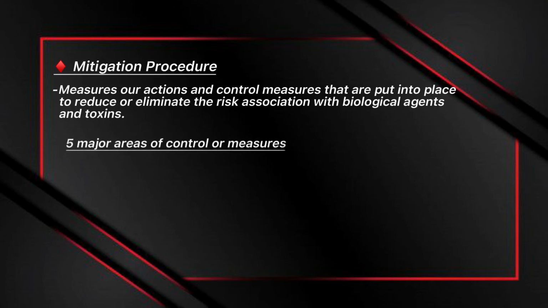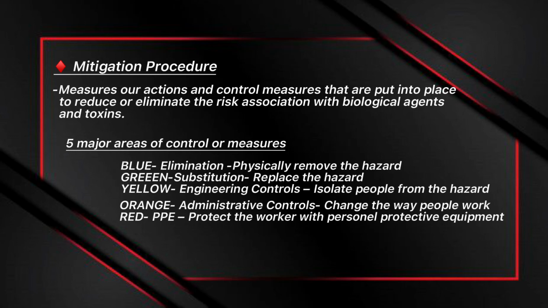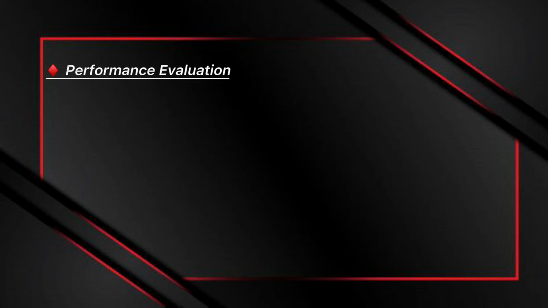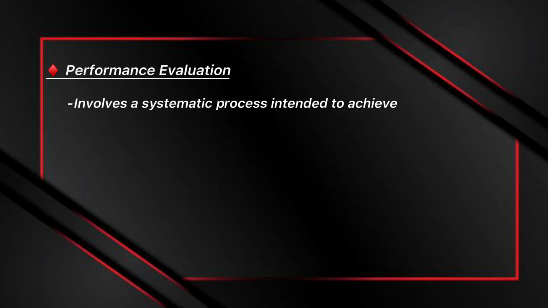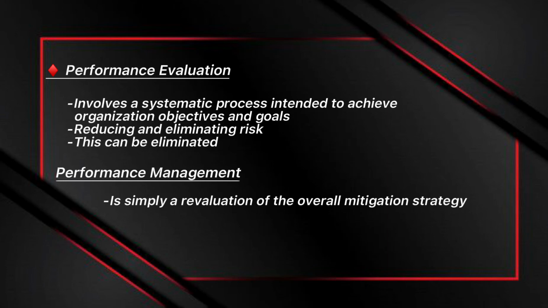Five major levels of control measures. Blue, elimination: physically remove the hazard. Green, substitution: replace the hazard. Yellow, engineering controls: isolate people from the hazard. Orange, administrative controls: change the way people work. Red, PPE: protect the worker with personal protective equipment. Performance evaluation. Performance management is simply reevaluation of the overall mitigation strategy.